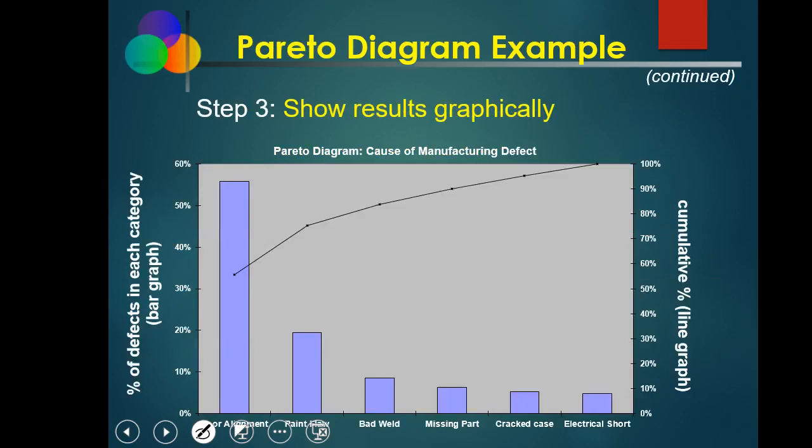And then what we do is plot the same bar graph, and we can see here that the leftmost column, the bar of poor alignment, has the highest percentage, which is then followed by paint flaw, which is then followed by bad weld. On the left side, that is the y-axis, we see the percentages. If we determine the cumulative percentages, that is, if we add them all from left toward right, we get another graph, the cumulative graph, and that will sum up to 100%.